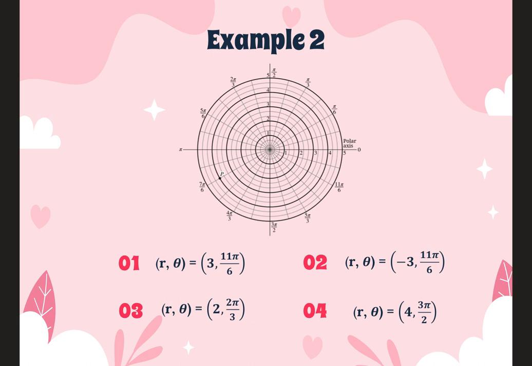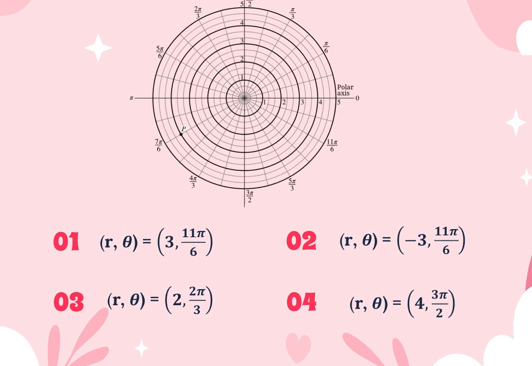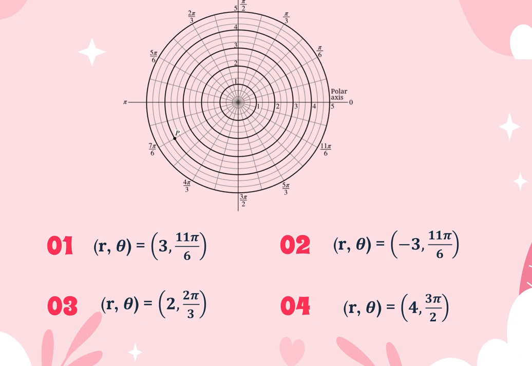All right, so let's plot these. I'm so excited that you're excited about polar coordinates. This feels a little easier than the last 4. Good. All right, so 11 pi over 6 is which quadrant? 4th quadrant. Radius of 3 means I'm going right here. That would be number 1.